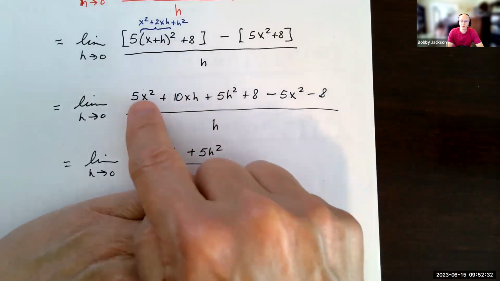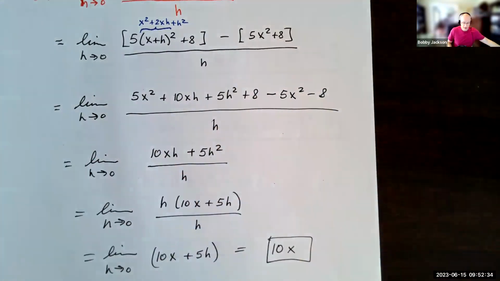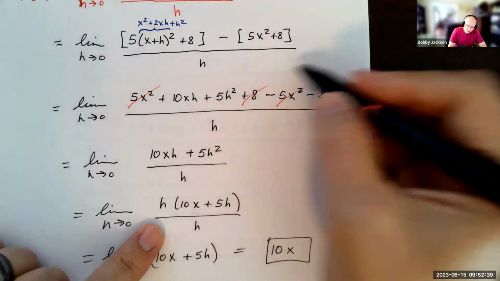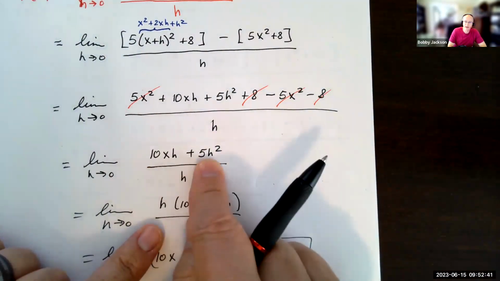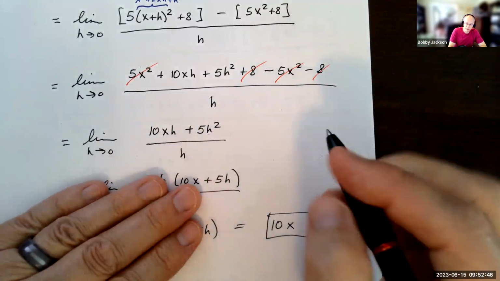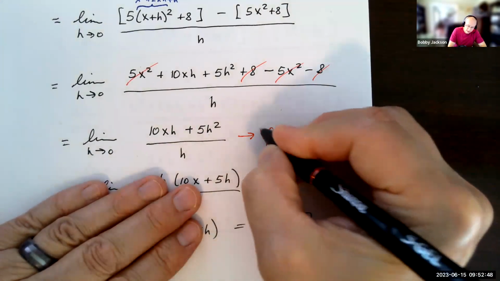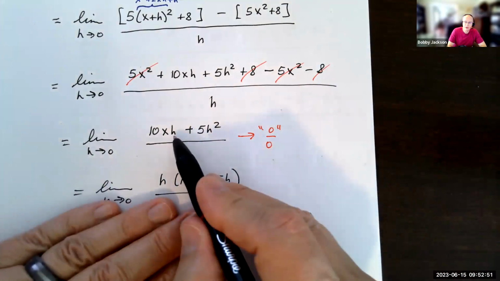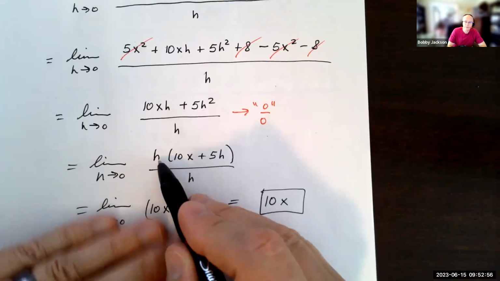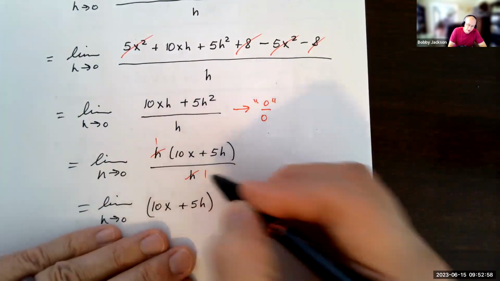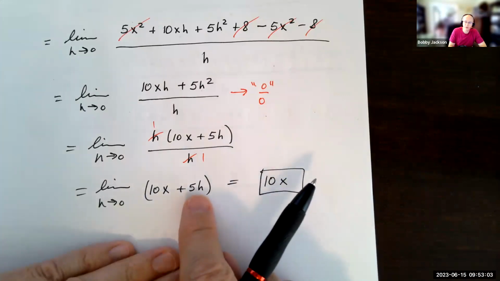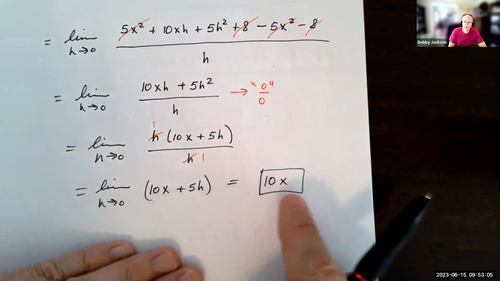But now we can do some simplifying, right? So I've got 5x squared minus 5x squared, so those are gone. I've got 8 minus 8, those are gone, and I'm just left with 10xh plus 5h squared. Now, again, if I plug in h equals 0, this is still of the form 0 over 0, so I can't determine the limit yet, but notice I have a common factor of h as we expected to get. I can factor that out, and then I can divide numerator and denominator by h, and I'm left with this expression, which I can plug in directly, h equals 0, and this becomes 10x plus 0, or 10x, and that's the derivative.